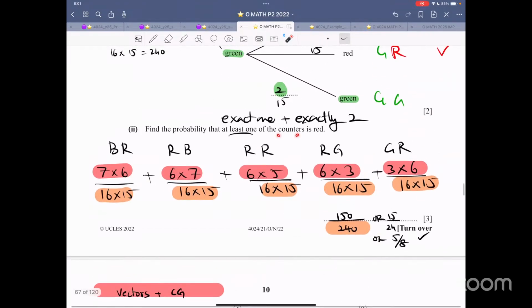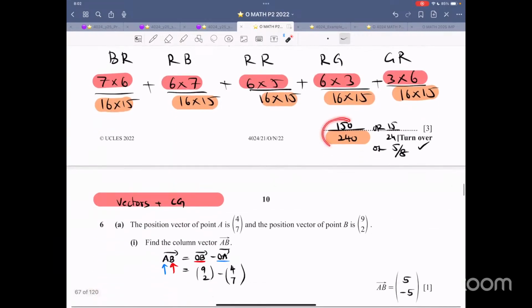So at least one of the counters is red. It could be exactly 1 or exactly 2. 1 red with blue, there are 2 options; 1 red with green; and red with red, that is not exactly 1 red, that is exactly 2. So just multiply the denominator, 16 into 15, and then take care of the numerator. 7 into 6, 6 into 7. Some people can write this as multiplied by 2, it's exactly the same thing. And red red, that is 6 and 5. So this is what you're getting. If you want to reduce, reduce it.